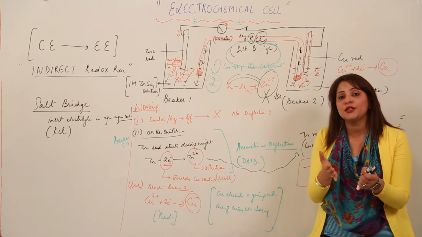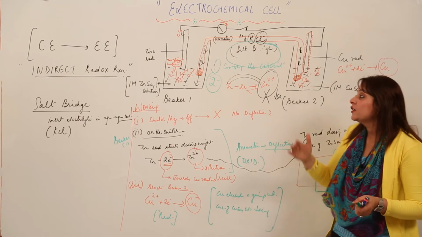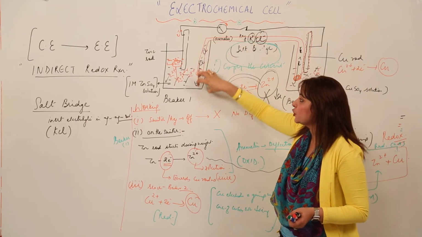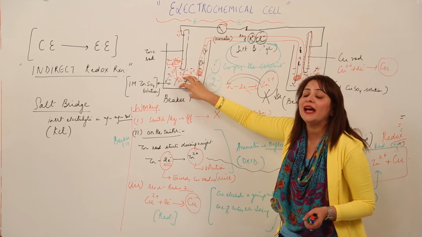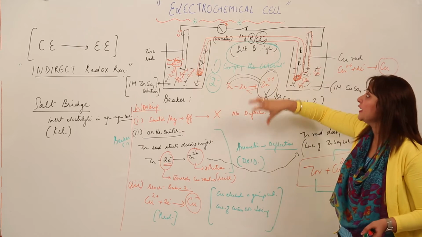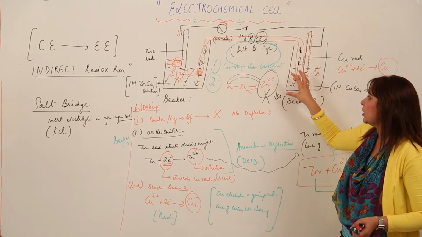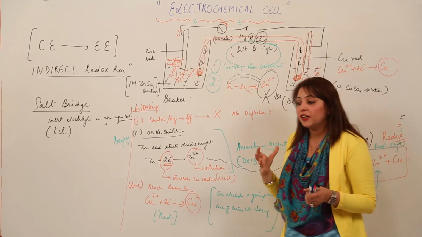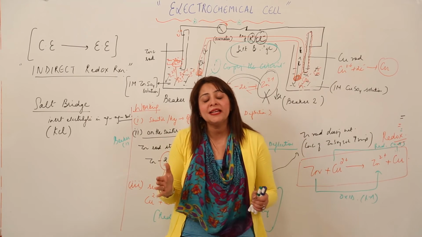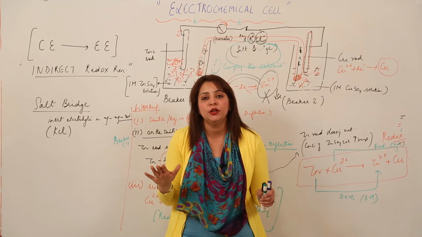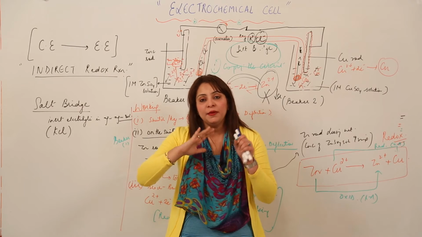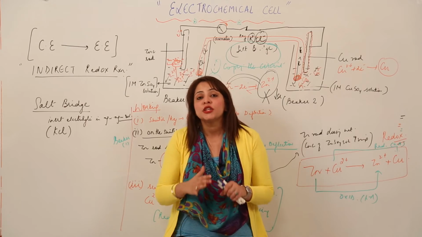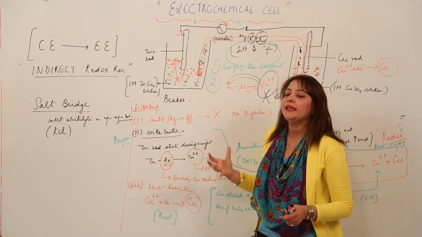So in that case the salt bridge plays an important role. What it does, it passes its oppositely charged ions, that means the excess negative charge into beaker 1 so that it can neutralize the excess positive charge, and at the same time it passes the positively charged ions into beaker 2 to neutralize the excess negative charge, so that the oxidation and reduction keep on taking place, and the chemical reactions still keep on taking place and the electric energy keeps on being produced. So this is how you are going to explain the electrochemical cell.